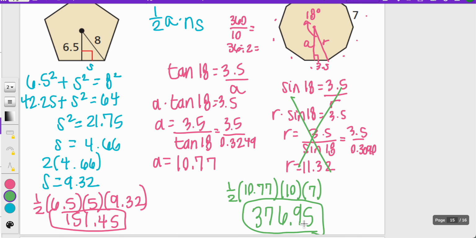Okay? Hopefully this video helped you. I know it's a lot to think about, but as long as you're comfortable knowing the apothem, using sine, cosine, or tangent to help you find the number of sides or the side lengths, you should be good to go there.